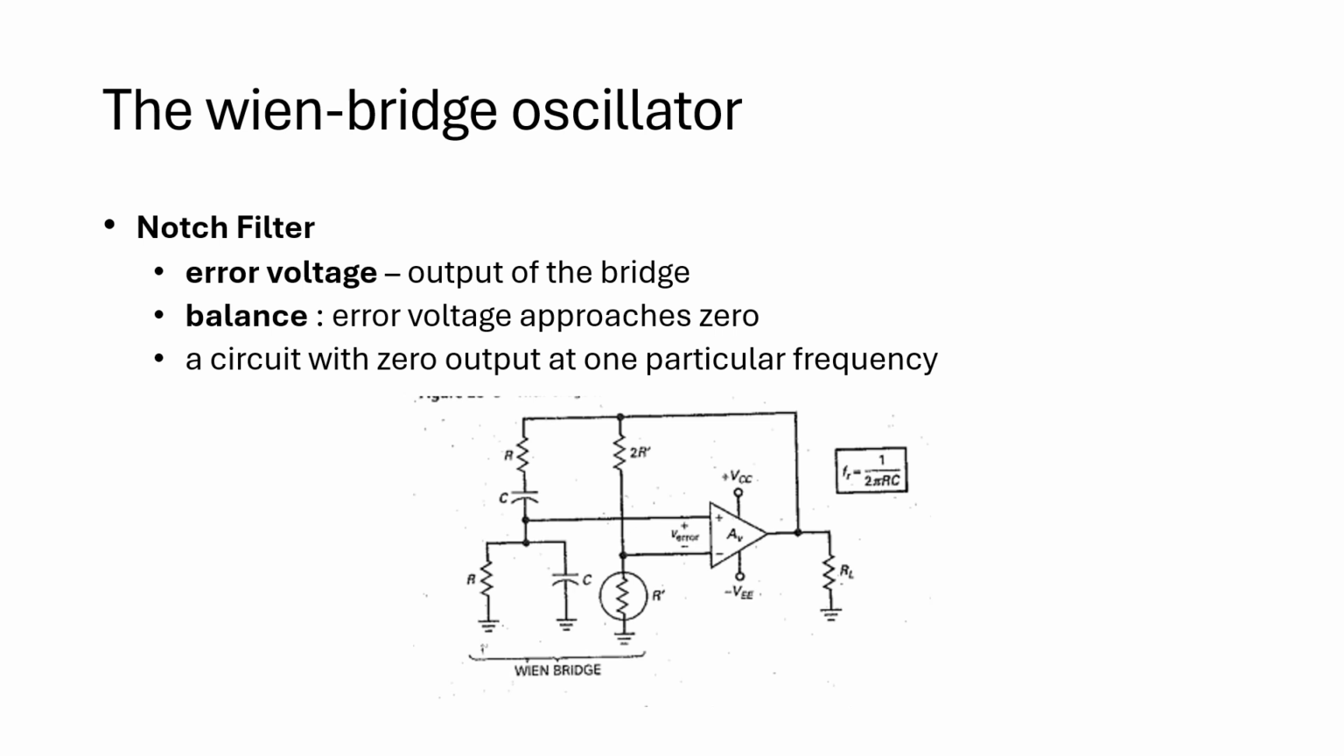The output of our bridge is the error voltage coming from these two different inputs here. We can say that our Wien bridge is balanced when your error voltage approaches 0. A circuit with a 0 output at one particular frequency is a notch filter.